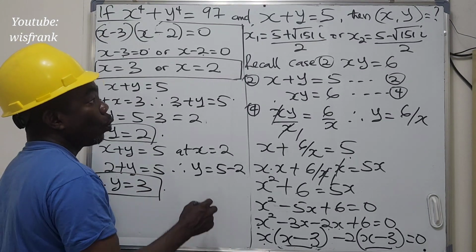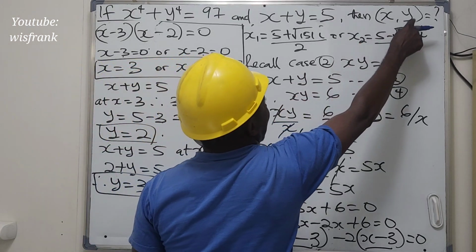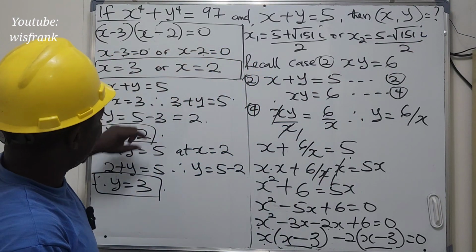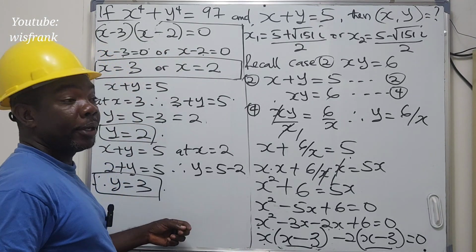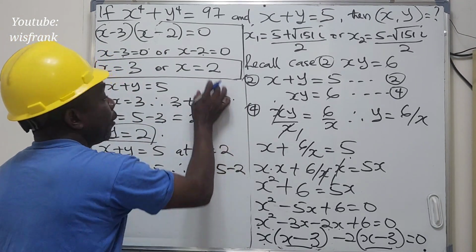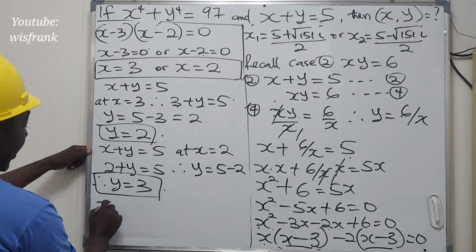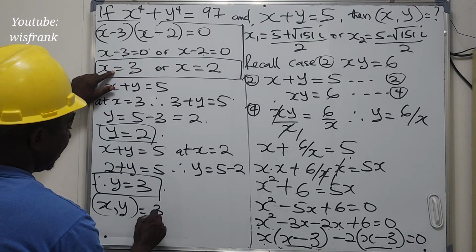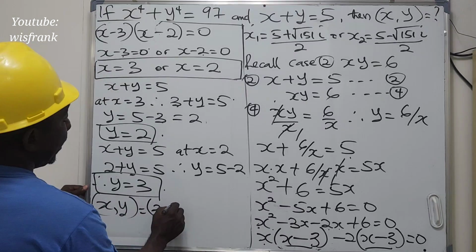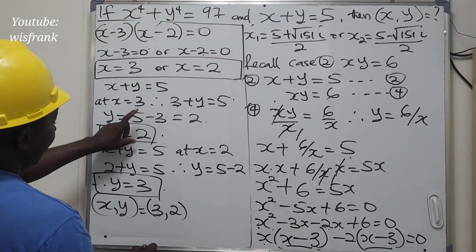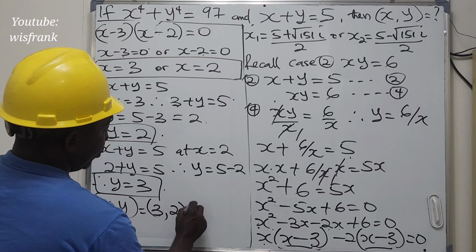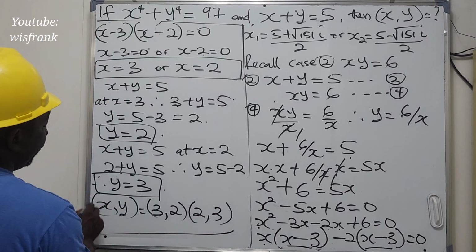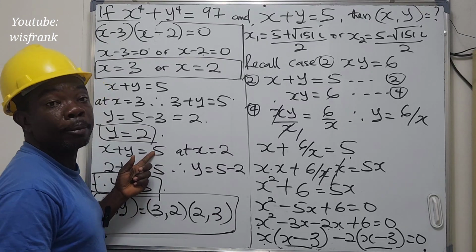So for here, we were asked to find x and y. We are able to find the value of x as this and the value of y as this. Let's interpret the values of xy that we have. For this second case, we have xy equals, our first value of x is 3 and the first value of y is 2. And also we have the second value of x as 2 and the second value of y as 3. So these are the two values of xy that we have from case 2.